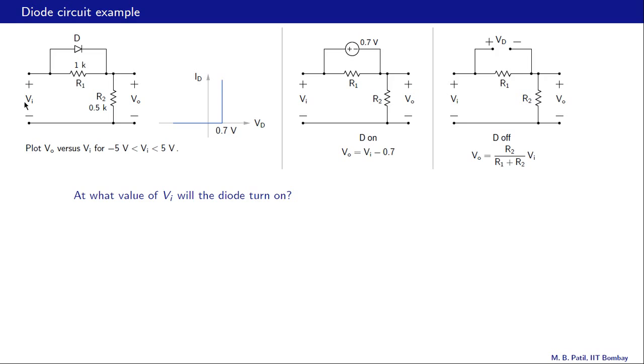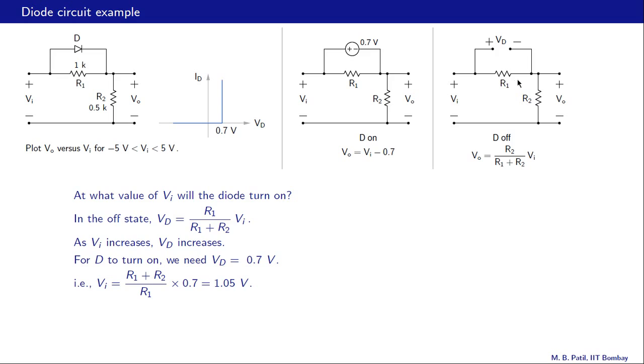Let us start with Vi equal to 0, and in this case obviously the diode cannot conduct because it does not have the 0.7 volts it requires, and therefore we are looking at this circuit here. Now imagine that we start increasing Vi. As a result, this current will increase and the voltage across R1 will start increasing. Now the voltage across the resistor R1 is nothing but the diode voltage Vd, and when this voltage reaches 0.7 volts, that is when the diode will start conducting.